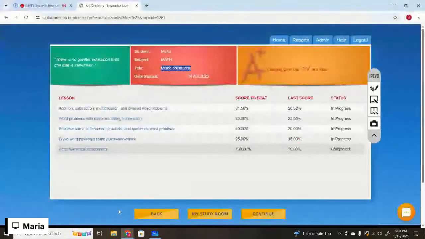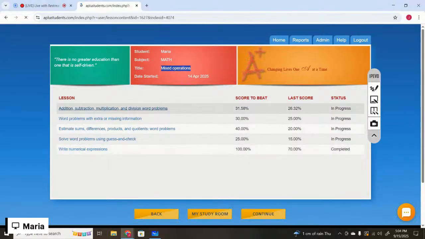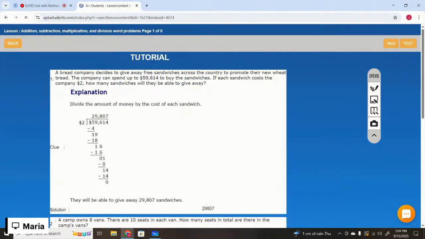Here I'm on grade 4 math. Let's just start with the first lesson, addition, subtraction, multiplication and division word problems. Let's just start with the test questions.